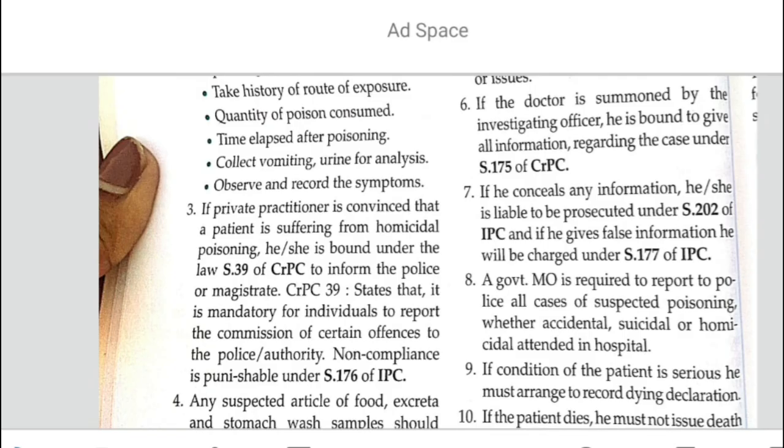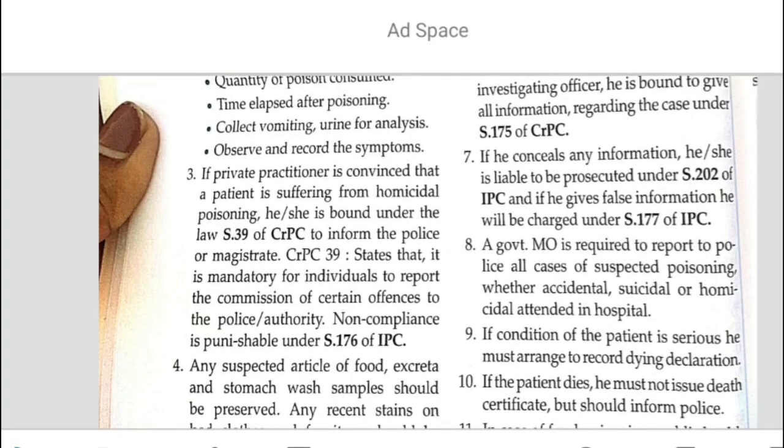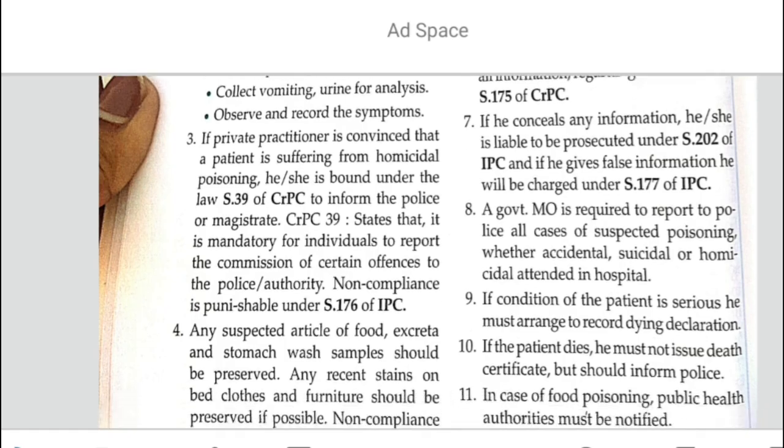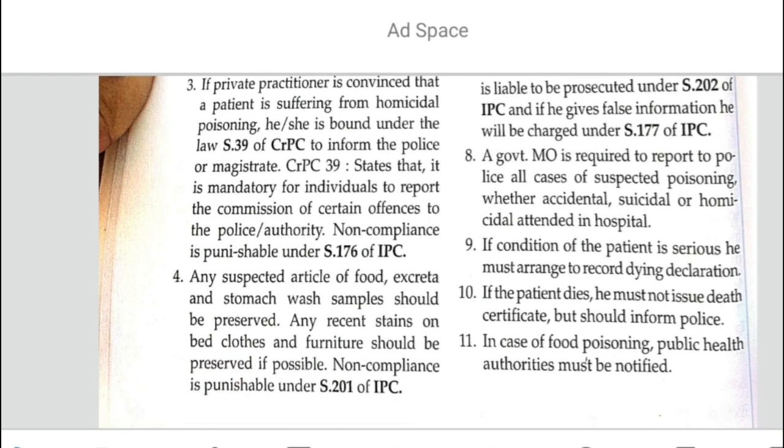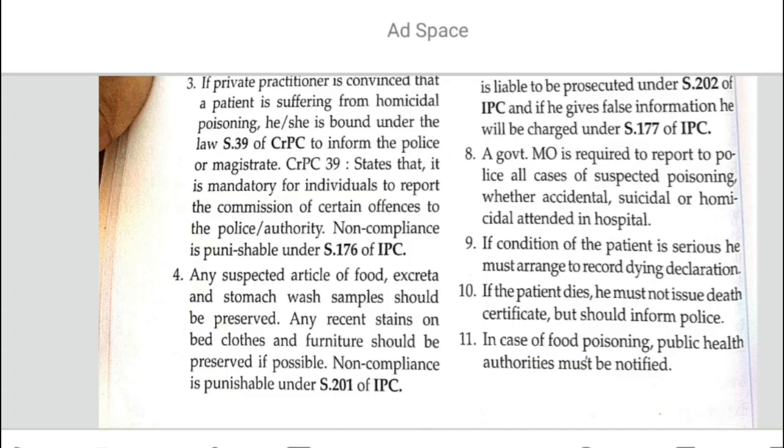If doctor is summoned by the investigating officer, he is bound to give all information regarding the case under section 175 of CrPC. If he conceals any information, he or she is liable to be prosecuted under section 202 of IPC, and if he gives false information, then he will be charged under section 177 of IPC.